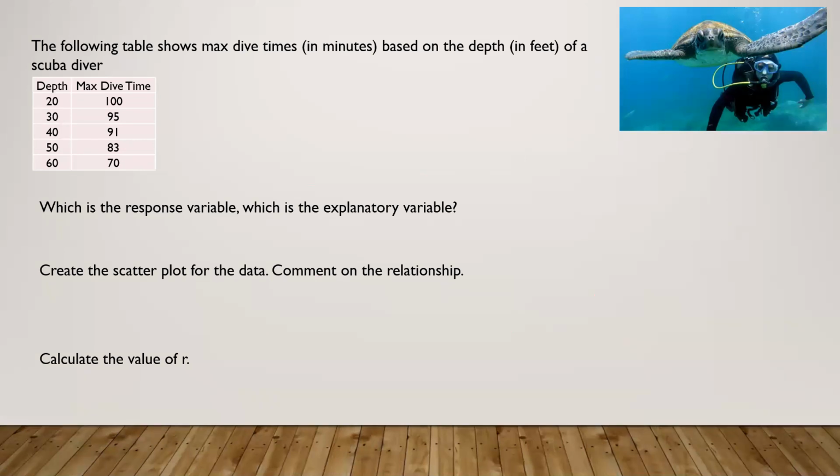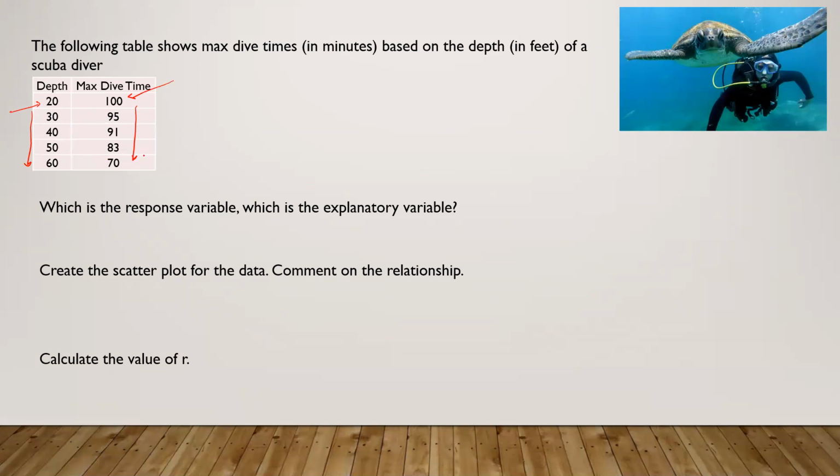Okay. All right. So here's the example. The following table has 2 variables on it. It has max dive time, in minutes, based on the depth in feet of a scuba diver. So it looks like this is what the problem is saying. If you're going scuba diving at a depth of 20 feet, you can go scuba diving for 100 minutes. But then as you increase your depth, so the further you go down, what happens to your max dive time? Decreases. Yeah. So as depth increases, max dive time decreases.